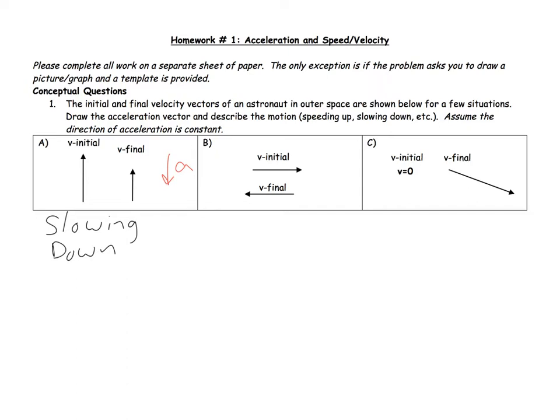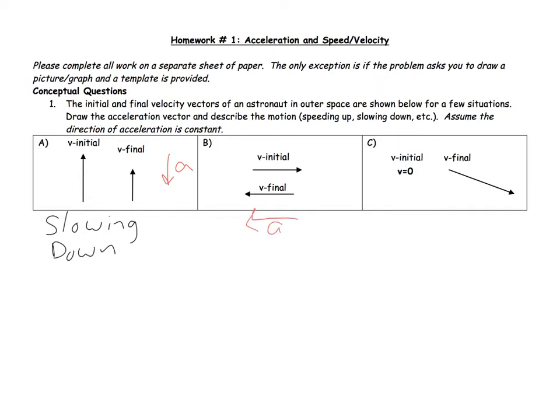Moving on to question B. For this one, we initially have a velocity vector going to the right, and then we have a velocity vector going to the left. That's our final vector. So this one's similar to one we talked about in class, but the only way for this to happen is if our acceleration then goes to the left.